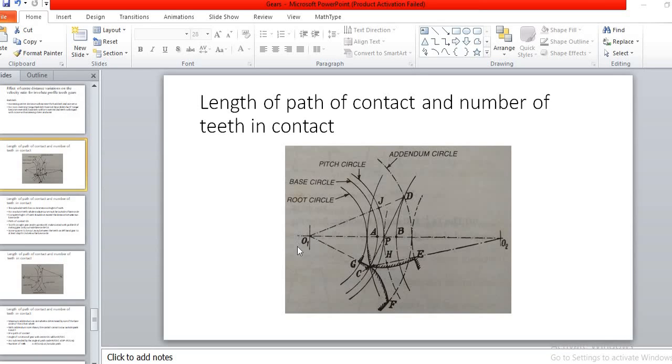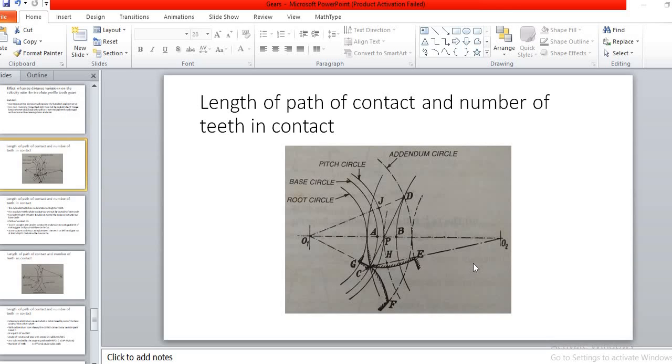Now consider the left hand side gear with center O1. The root circle is shown by this circle, the base circle by this circle, then the pitch circle and the addendum circle. For the gear with center O1, four circles are shown: the root circle, base circle, pitch circle and the addendum circle.